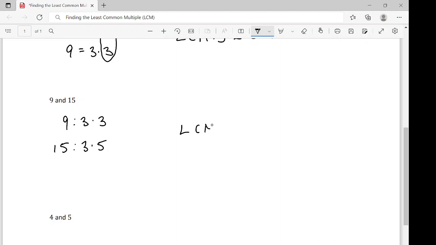So LCM, I see right off the bat that 3 is in common to both, so we know we have a 3. This has an extra 3, where this one over here does not, so we need another 3 in here. And this has a 5, whereas this lacks a 5, so we also need a 5 in here. No more factors that are common, no more factors, period. So I just multiply 3 times 3 times 5, and I'm going to get an LCM of 45.